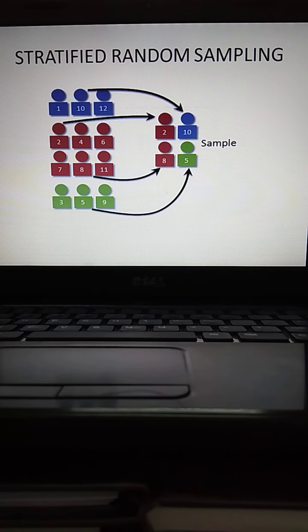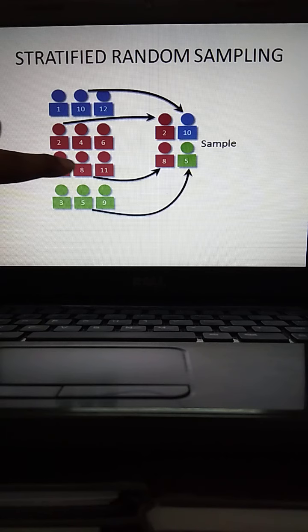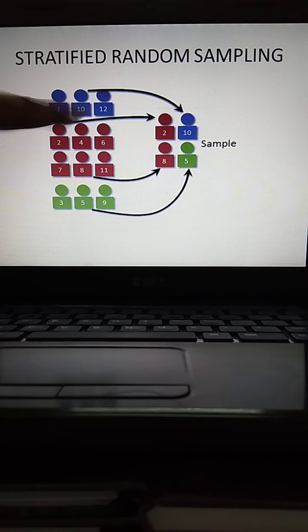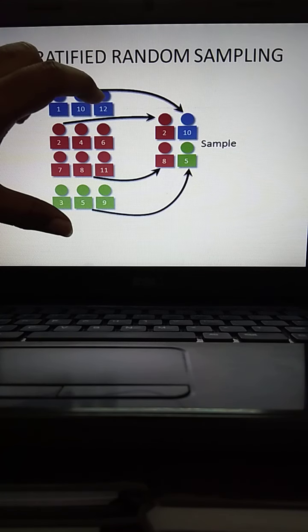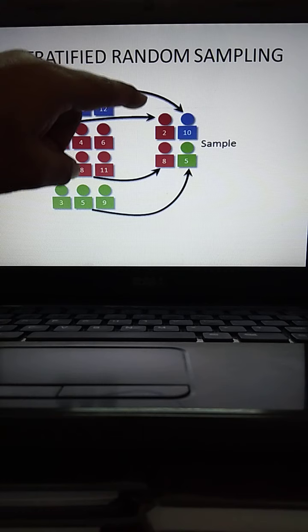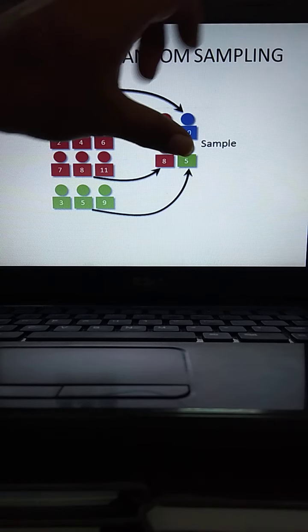Look at this picture. Through this picture, you can clearly understand what stratified random sampling is. You see all blue color persons, all maroon color, all green color. These are known as the stratums: stratum 1, stratum 2, stratum 3. All these collectively are known as the strata. From the first stratum, 1 unit; from the second stratum, because of its importance, 2 units; from the third stratum, 1 unit is collected and formed into a sample.